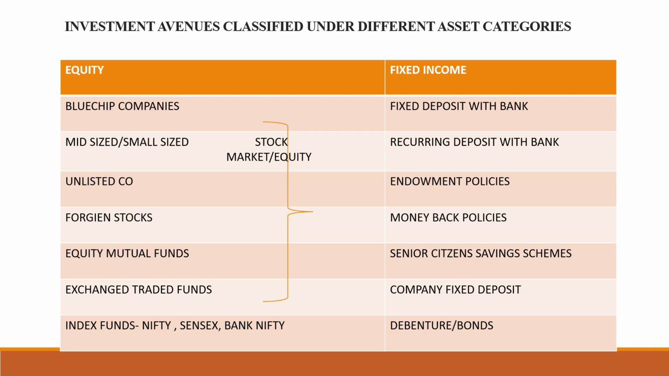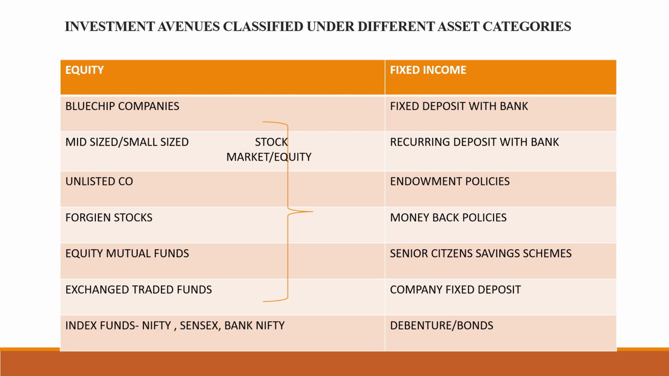Here there are two types of differentiation under this category: one is equity, and one is fixed income. Now equity includes blue chip companies, mid size, small size, unlisted companies, foreign stocks, equity mutual funds, exchange traded funds, and index funds like Nifty, Sensex, and Bank Nifty. All these are stock market equities. The first category is considered a stock market investment category, stock market equities. The second side can be seen with fixed income.